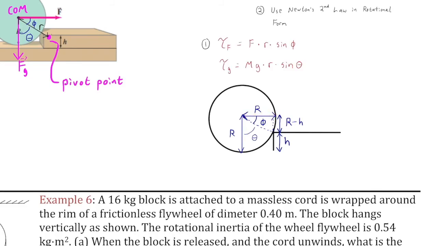Then we have the torque from the pulling force, which is the pulling force times the displacement, r, times sine of phi. Because what we care about is not the fact that this side of the triangle is slightly shorter than r. What we care about is the angle. And we're going to find the angle by just doing some trigonometry. So we have phi, which is this angle right here.